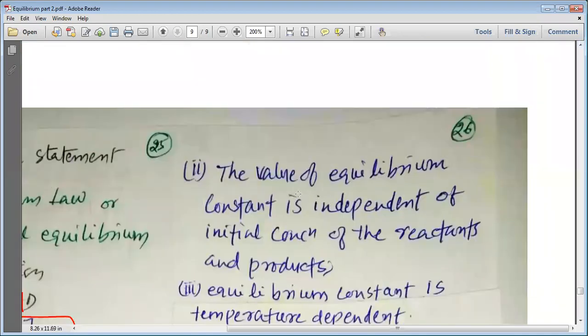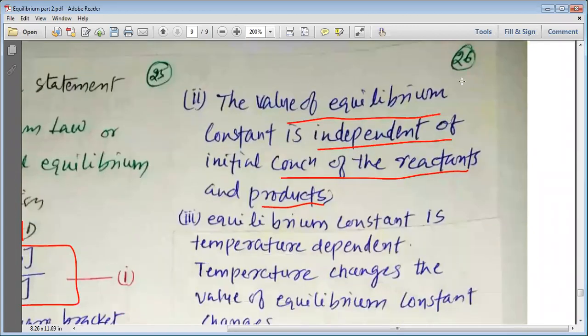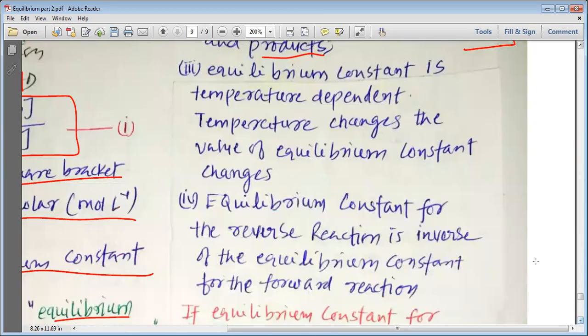Second, the value of equilibrium constant is independent of the initial concentration of reactants and products. Whatever initial concentration of reactants and products you take, this ratio is going to be the same in each case. So please remember that the value of equilibrium constant does not depend upon the initial concentration of reactants if you start from the reactant side, or upon the initial concentration of products if you start from the product side. This ratio is always the same at a given temperature.